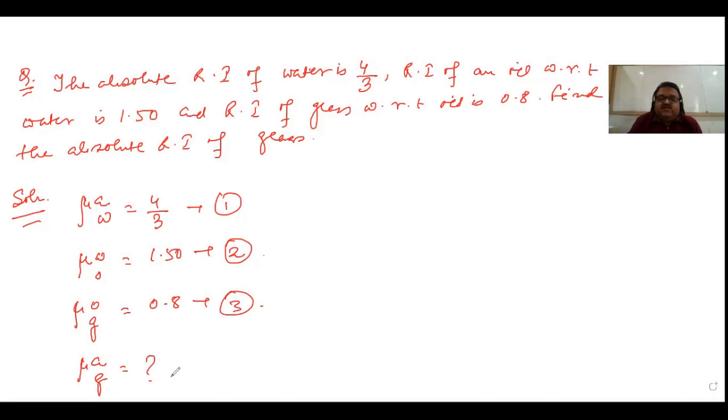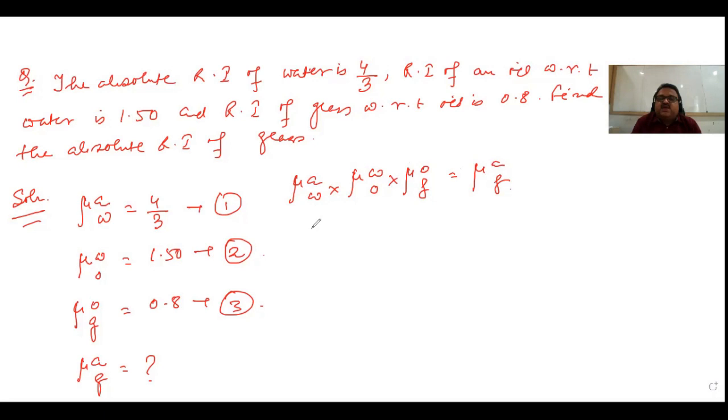So what will I do here? Let me write it like this: mu AW multiplied by mu WO multiplied by mu OG. Now watch carefully. This W gets cancelled, this O gets cancelled, and this gives mu AG, which is actually our question, correct? So what is the value given?